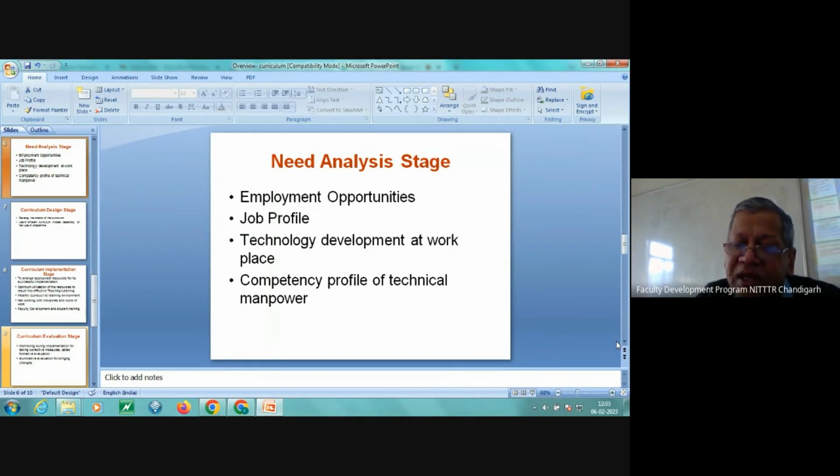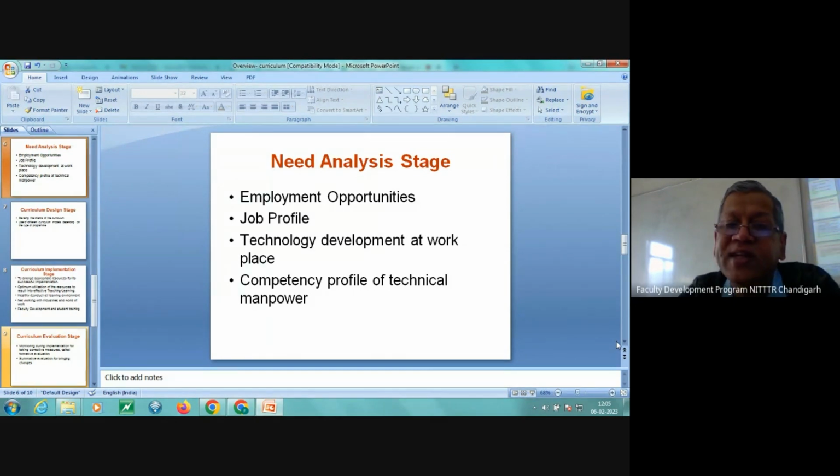And sometimes, my friend, I have seen if some particular institute is approaching us, asking us to design a curriculum, and if we do not find any employment opportunities, we will tell our client, sir, there are no employment opportunities, and sorry, we will not be able to design the curriculum for this program. So my friends, for us as a curriculum designer, employment opportunity is very, very important. If you are offering any program, especially any technical program, there has to be certain employment opportunity. If there is no employment avenue, then my friends, we will not design. Even if we get the consultancy or not, we will not design the curriculum if there is no employment opportunity. So this is very, very important.